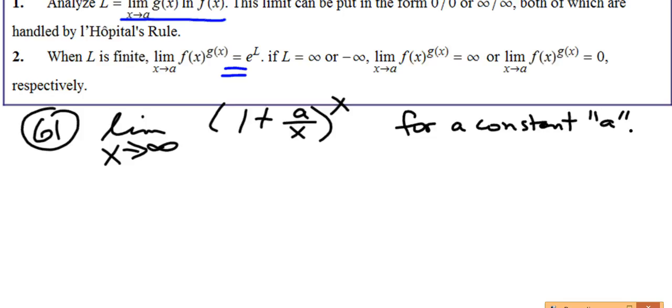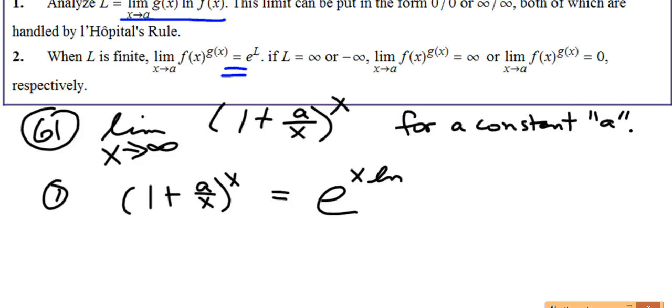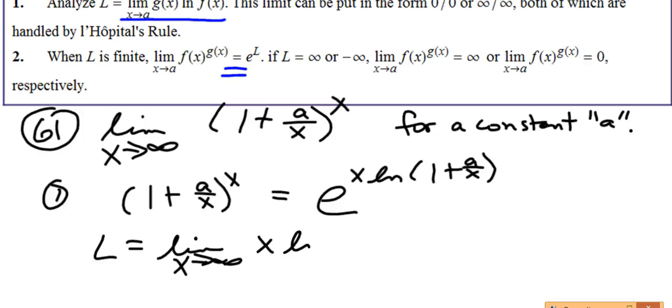So we're going to try to deal with this. Step 1 is to do this change of base. We're going to take this and put it into the change of base form, which is e to the x ln of 1 plus a over x. We're basically taking the log of this limit, and then we can see that L would be the limit as x is approaching infinity of x ln of 1 plus a over x.